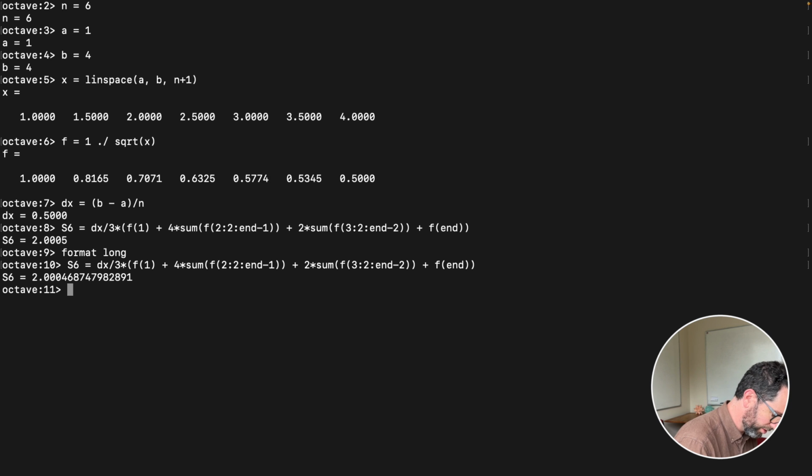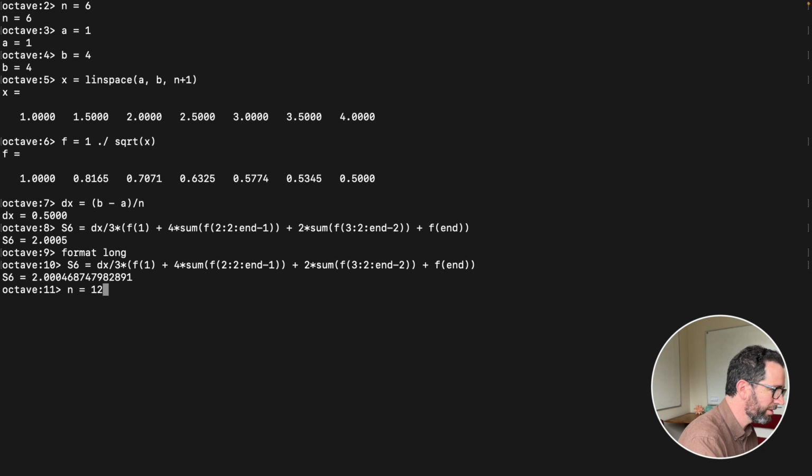Let's go 469. Let's just have a few decimal places. Clearly, we can see the answer. The error is about 5 times 10 to the negative 4. While we're here, before we jump back to the iPad, let's also figure it out for n equals 12.